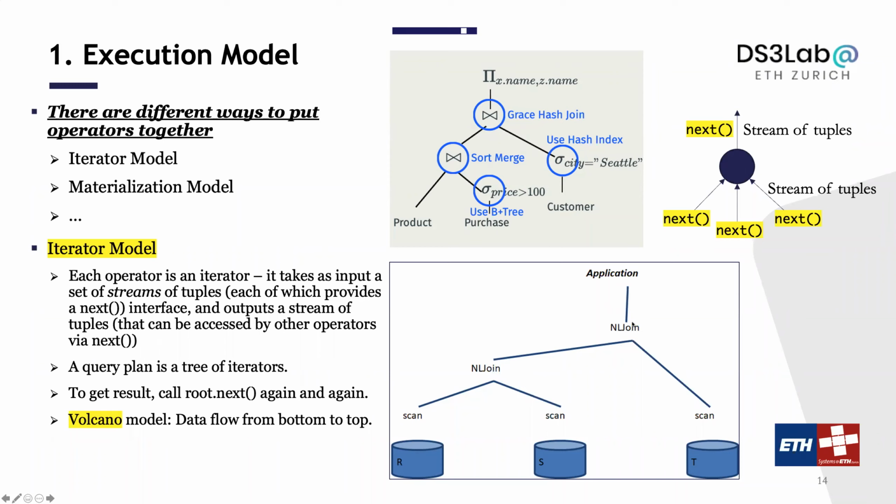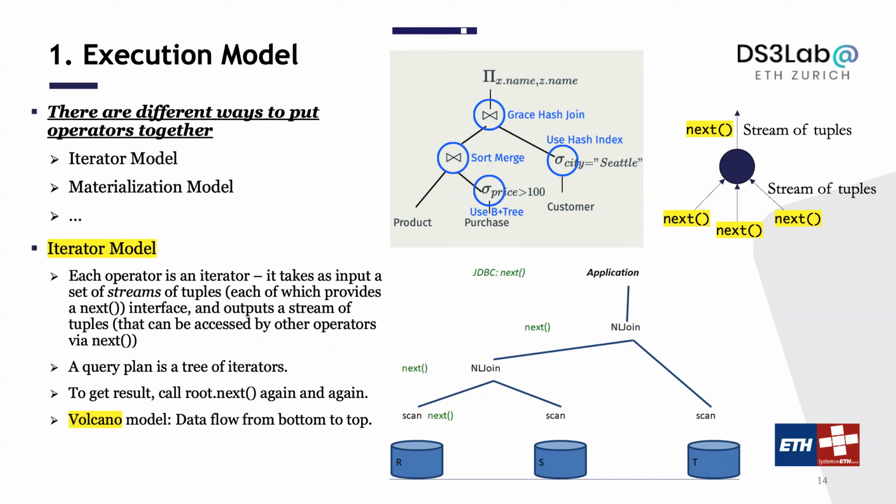Also using nested loop join. So how can I run this plan? Essentially you are going to call the next function of the root. You say, okay, give me the next tuple that you have. And then nested loop join is going to do the following, right? It's going to call the next function of the last child to get one tuple.